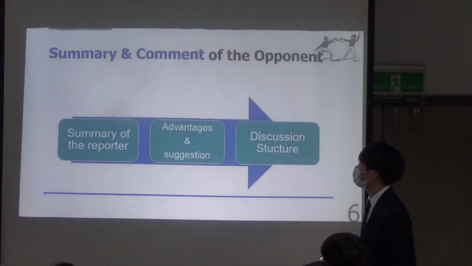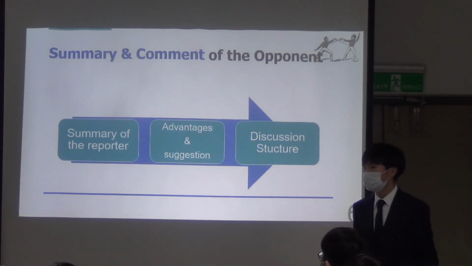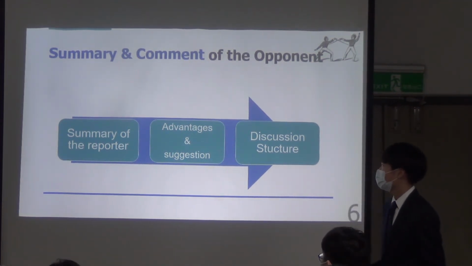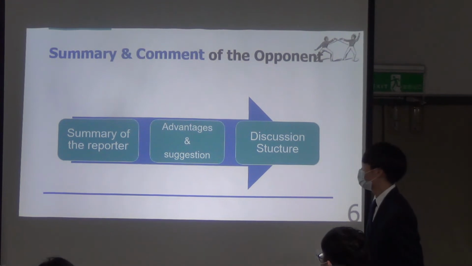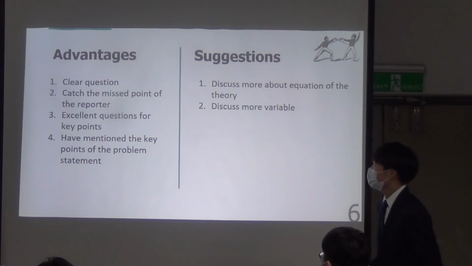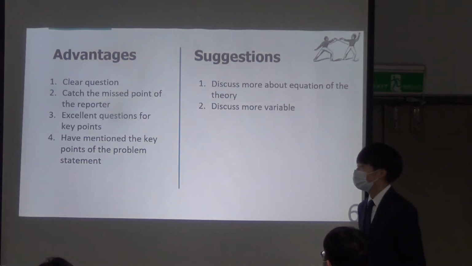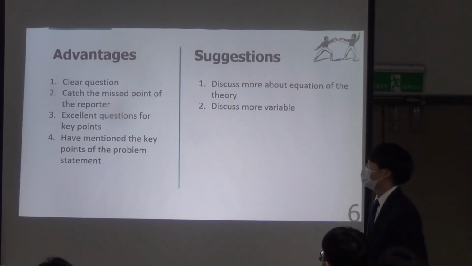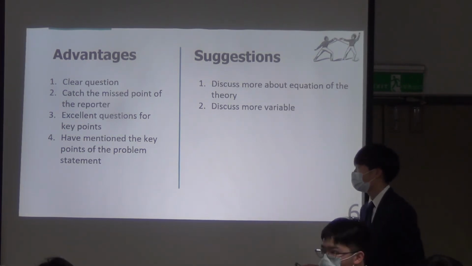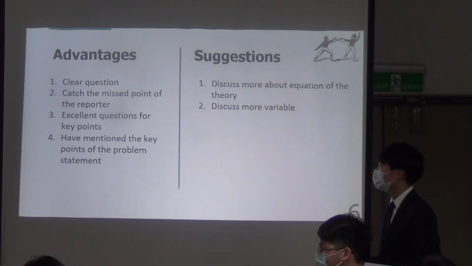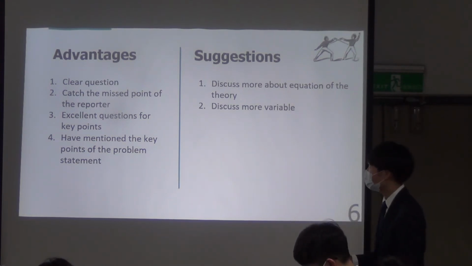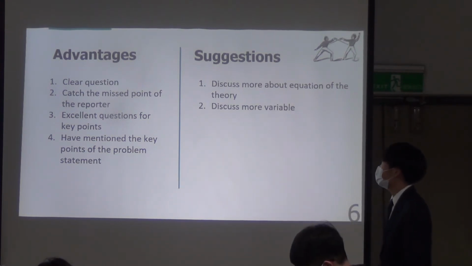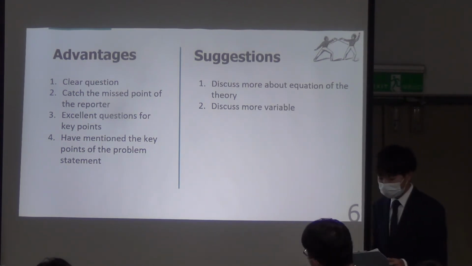And here's the summary and comment of the opponent. The opponent first starts with the summary of the reporter and the advantages and suggestions, and then the discussion of the structure. The advantage of the opponent is clear questions and catching the mistakes of the reporter. The questions are excellent for key points, and he has mentioned the key points of the problem statement. For the suggestions, discuss more about the questions on the theory and discuss more variables.